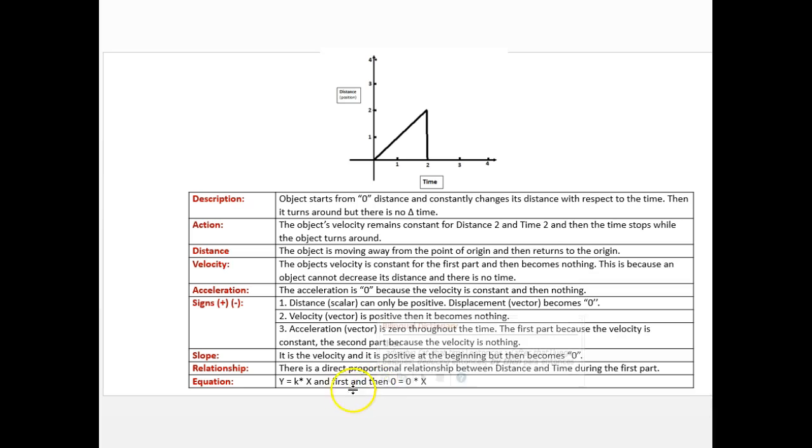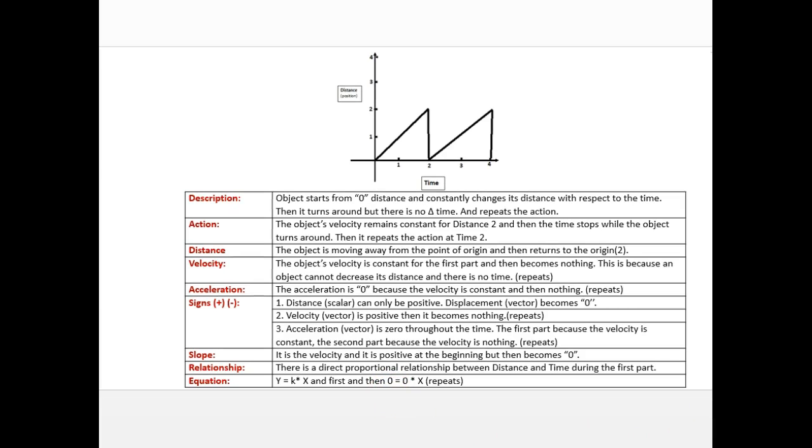And this is the equation. y equals kx, and then 0 is equal to 0 times x, because the slope is 0, and then the y value would be 0. So okay, let's move on to the other one.